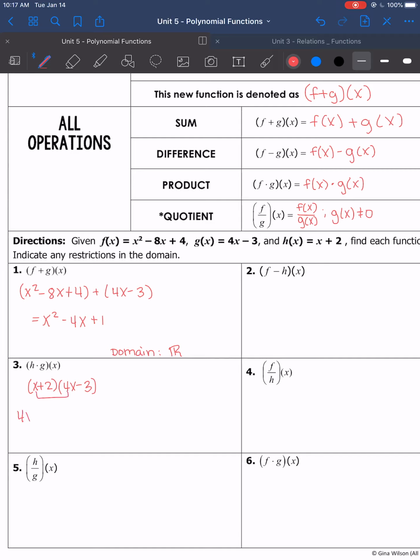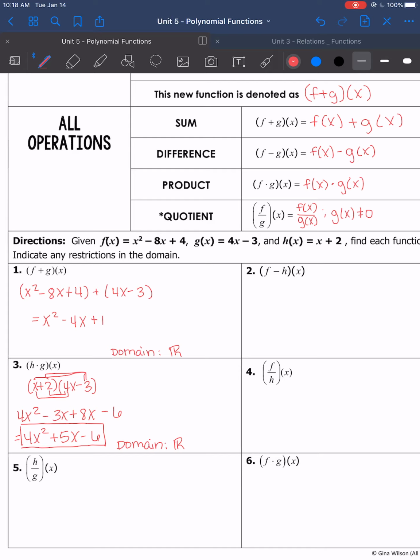4x times x gives me 4x squared. X times negative 3 gives me negative 3x. 4x times 2 gives me 8x. And then 2 times negative 3 gives me negative 6. So 4x squared plus 5x minus 6. And the domain for this, it's also a parabola. So the domain for this is also all real numbers. It will not always be all real numbers, but 9 times out of 10 it will be.